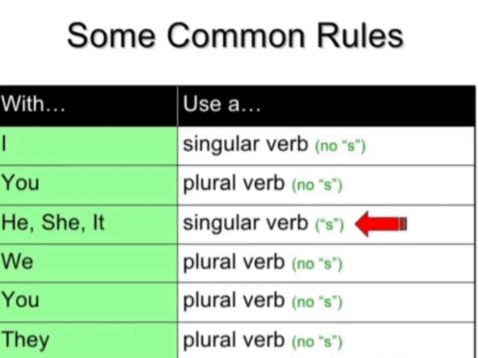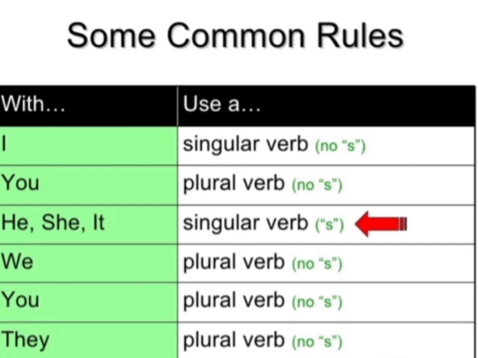Now let's learn some common rules of noun and verb. Here I have mentioned one table. With the help of this table we will learn it. With means with noun or pronoun, and use means which verb you have to use. I, it's a pronoun. It indicates singular. So with singular pronoun use singular verb. With plural, you will use plural verb.